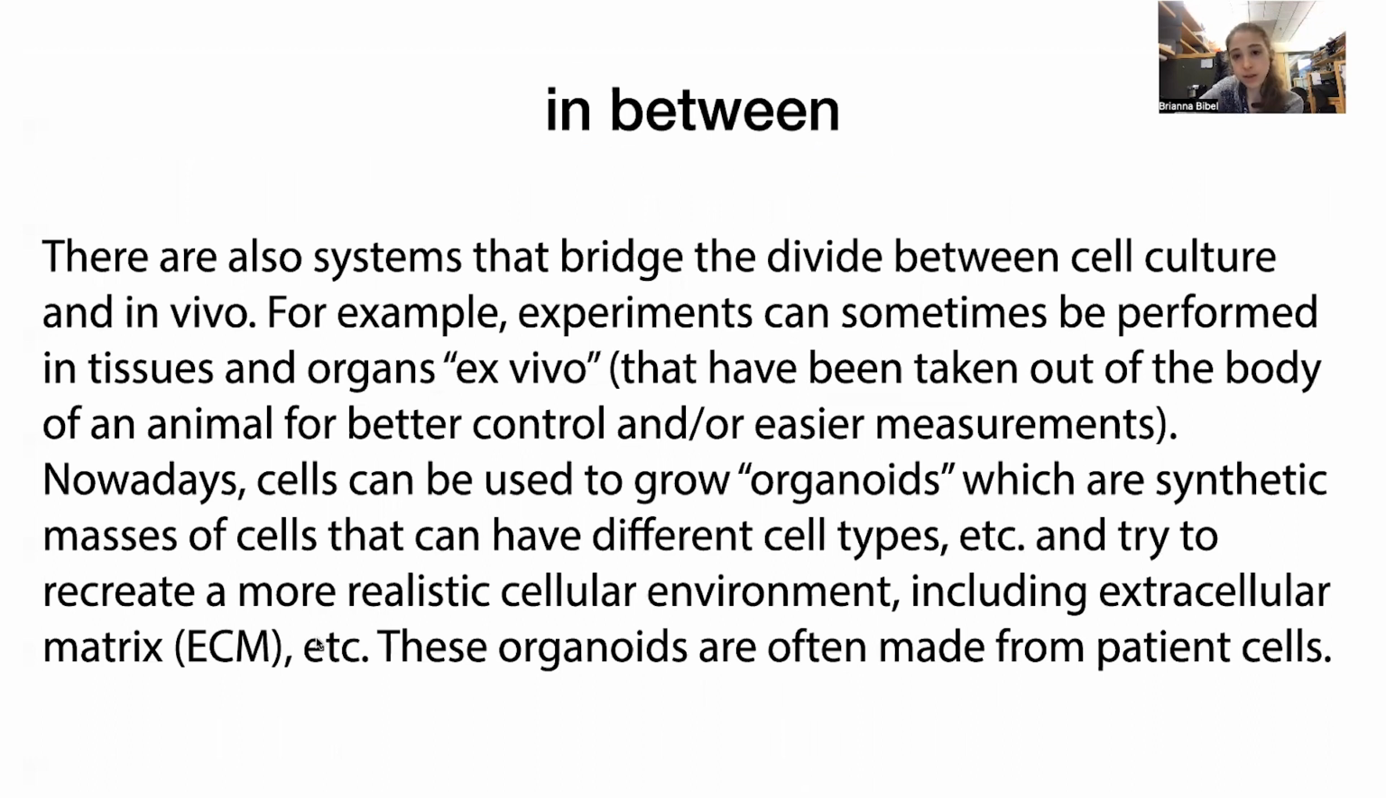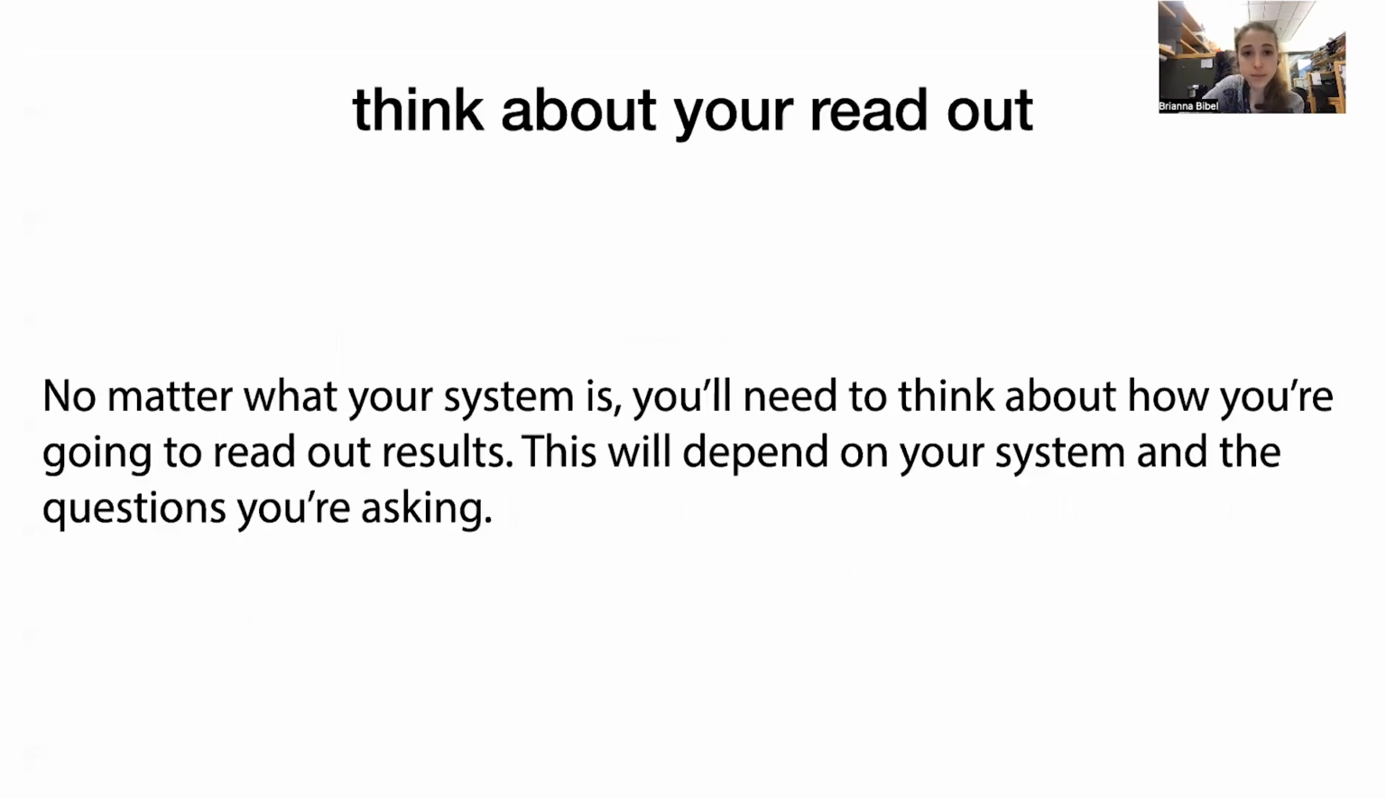There's also some stuff in between the cell culture and in vivo. For example, experiments can sometimes be performed in tissues and in organs ex vivo, so outside of the actual animal, for better control and easier measurements. Nowadays, cells can be used to grow organoids. So these are synthetic masses of cells that have different cell types, etc., that try to recreate a more realistic cellular environment, including the extracellular matrix, various signaling messages coming from the different cells. And these are often made from patient cells, so you get the genetic background of the patient.